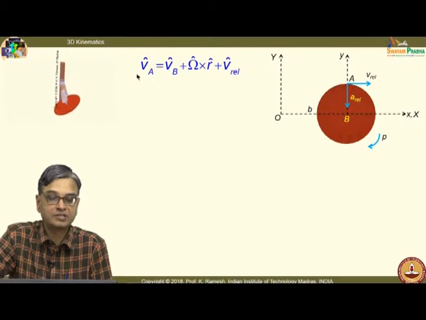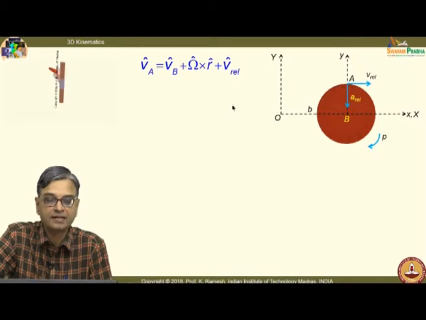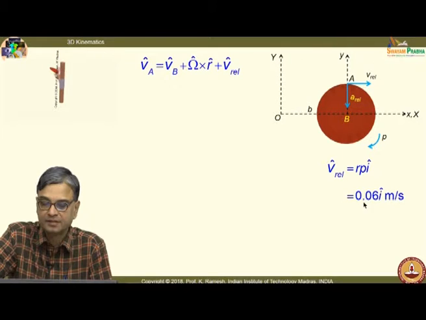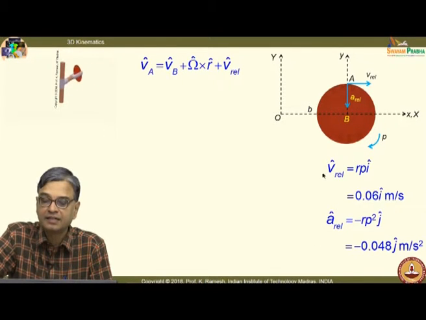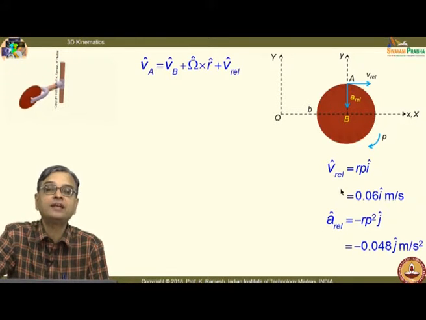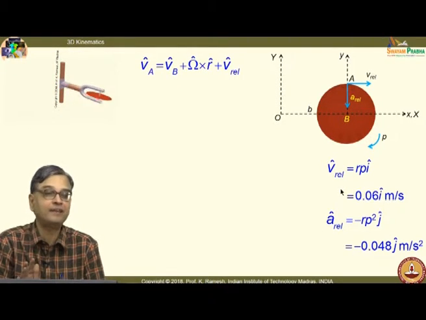Then I have this V a equal to V b plus omega cross r plus V rel, the standard expression, and V rel is simply R p i. I can also write A rel: 0.06 i meters per second, and A rel is minus R p squared j. So, the choice of your rotating frame of reference is selected so that you comfortably evaluate V rel and A rel without any difficulty.